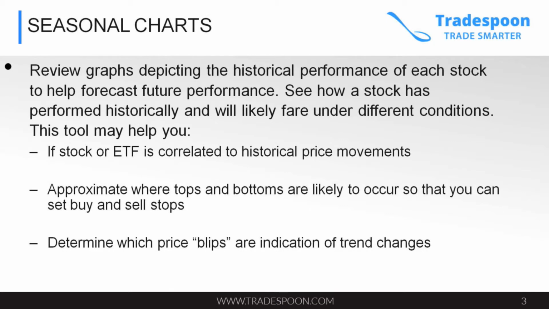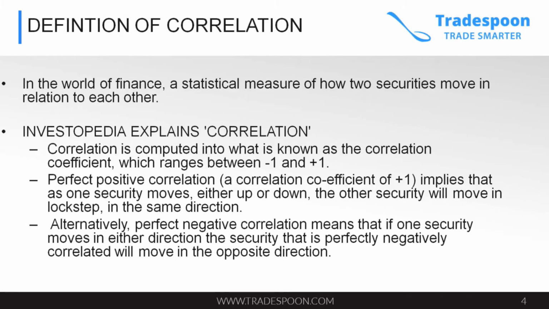They show you how the stock behaves this year versus previous years. And if a stock or ETF is correlated to historical price movements, that can give you an insight into the likelihood that the stock will follow that correlation. It can also show you where the tops and bottoms are likely to occur. So what does the word correlation actually mean? Let's go through the definition.